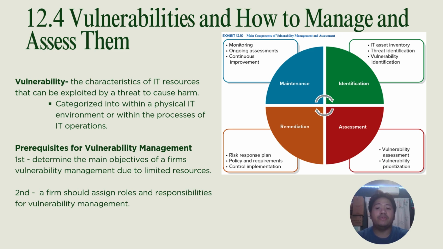Now, the main components of vulnerability management assessment are identification, assessment, remediation, and maintenance. Identification involves finding security weaknesses in systems through scans or manual checks. Assessment involves evaluating the risk and impact of the vulnerabilities to decide which ones need urgent attention. Remediation is fixing the identified vulnerabilities by applying patches, updates, or reconfiguring systems. And lastly, maintenance is continuously monitoring systems for new vulnerabilities, ensuring fixes remain effective and keeping everything up to date.